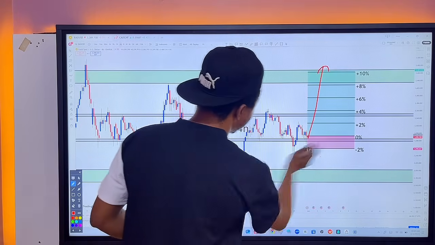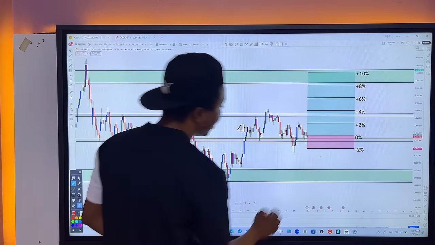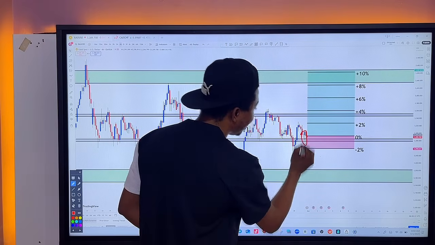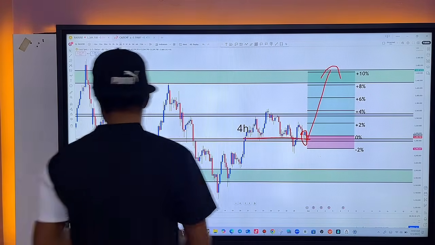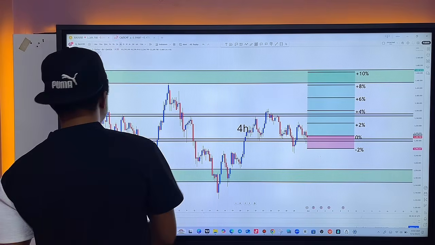So gold, this is our formation, and we can clearly see that there are also some pin bars over here, which are indicating that buyers are present. They are going to push the market all the way to the upside. So good, this is our full and complete technical analysis.